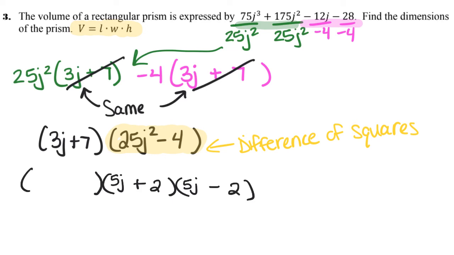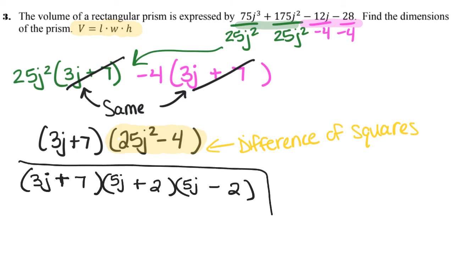Okay, and don't forget we still have the 3j plus 7 from the first type of factoring. So our final answer, or the 3 dimensions, is going to be this 3j plus 7, this 5j plus 2, and finally this 5j minus 2. So by factoring and using grouping in the beginning, we had 2 parts to our answer. And then when we looked closer, there was the difference of squares, which allowed us to take that second binomial and split it up a little farther, giving us 3 total binomials.